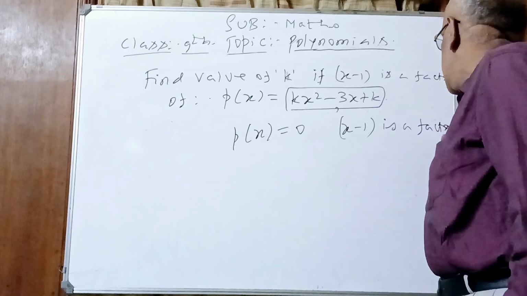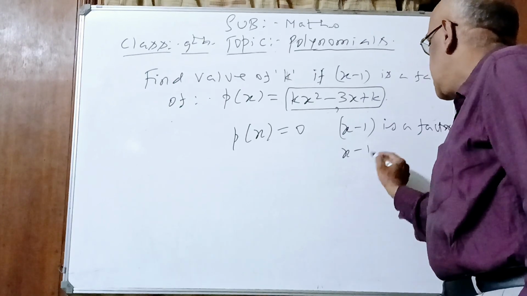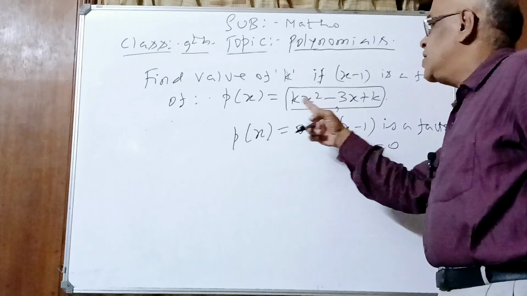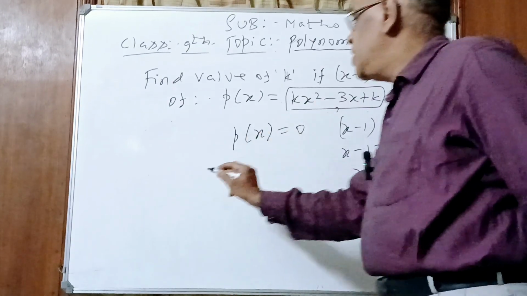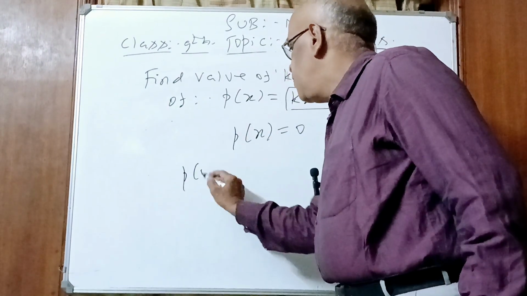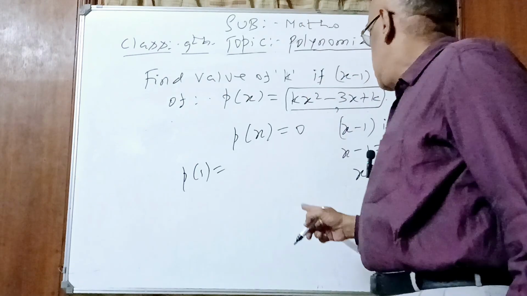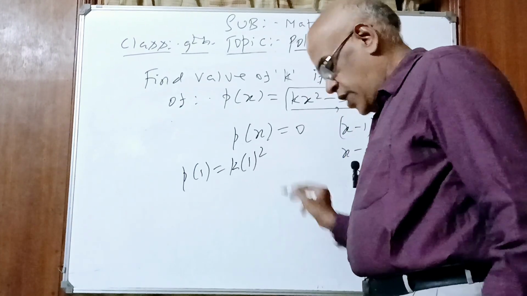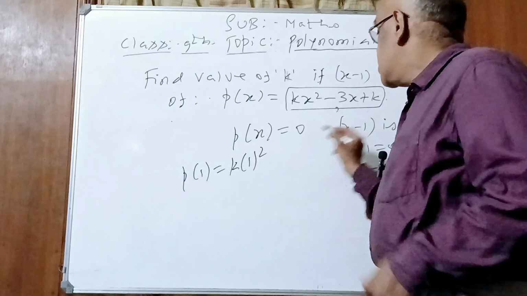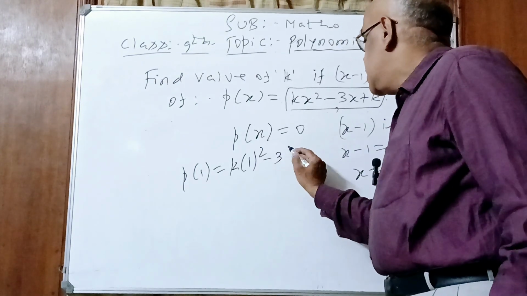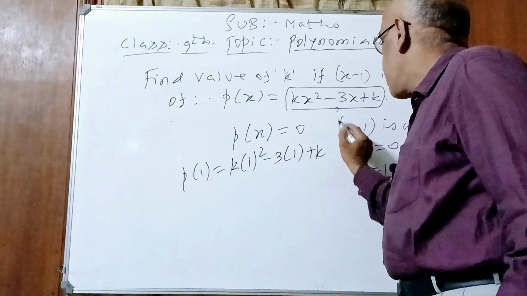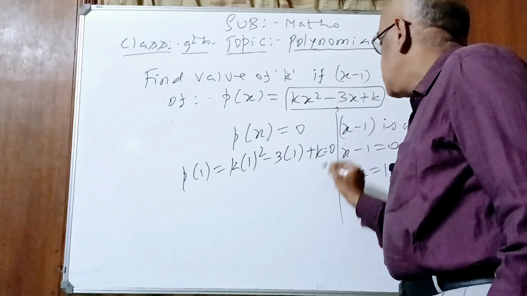So, what does it mean? So, x minus 1 is equal to 0, x is equal to 1. Substitute value of 1 in this polynomial. P of 1 is equal to, what will happen, children? K into 1 square minus 3 into 1 plus k. It should be equal to 0.